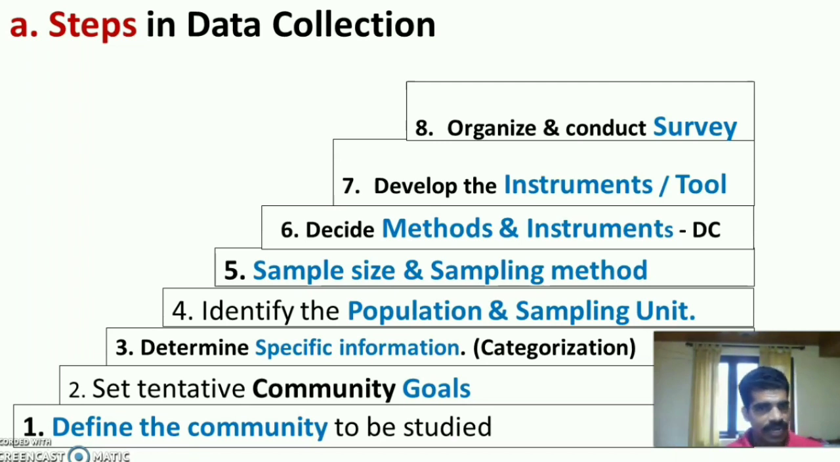So the steps in data collection include define the community to be studied, set tentative community goals, determine specific information, identify the population and sampling unit, choose the sample size and sampling method, decide methods and instruments for data collection, develop the instruments or tools, and organize and conduct the health survey in the community.